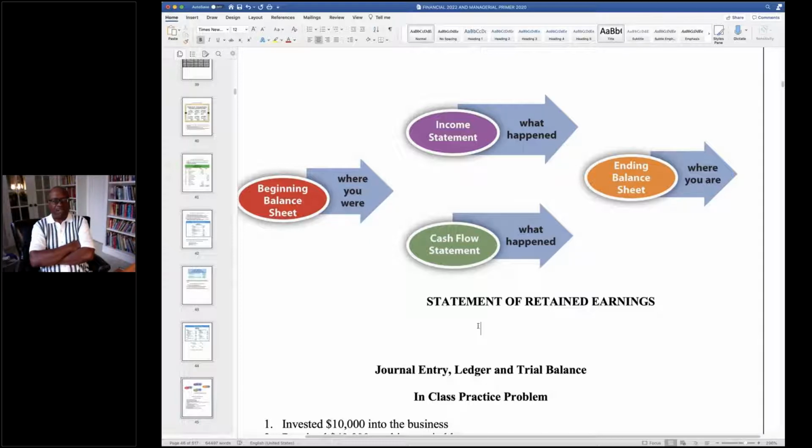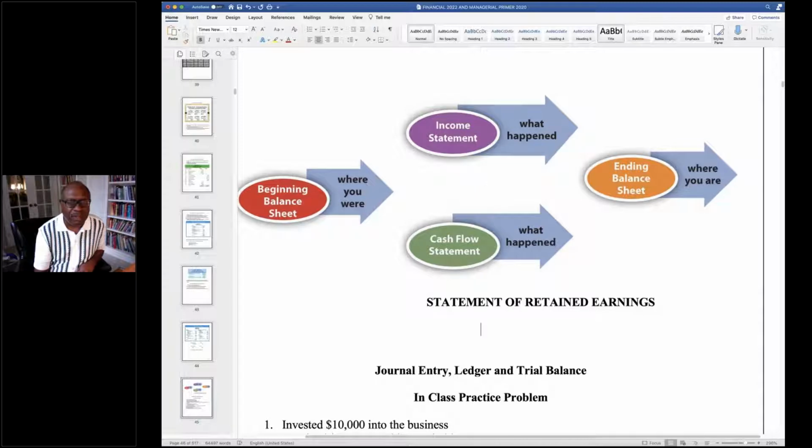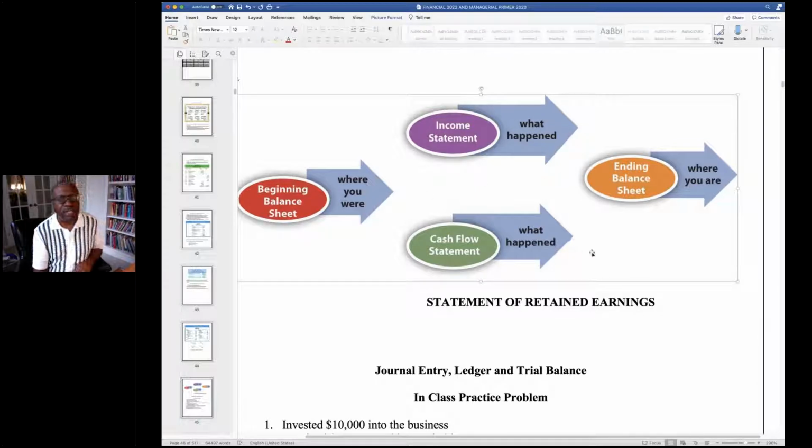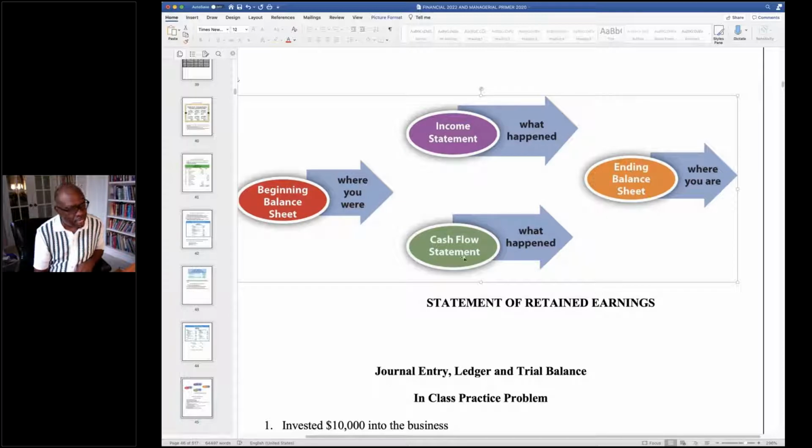Isn't that how much profit you made over that period? That's the income statement. I'll put it in here if I could, but it's a picture. Is that how much cash you have left? Oh, that's the cash flow statement.